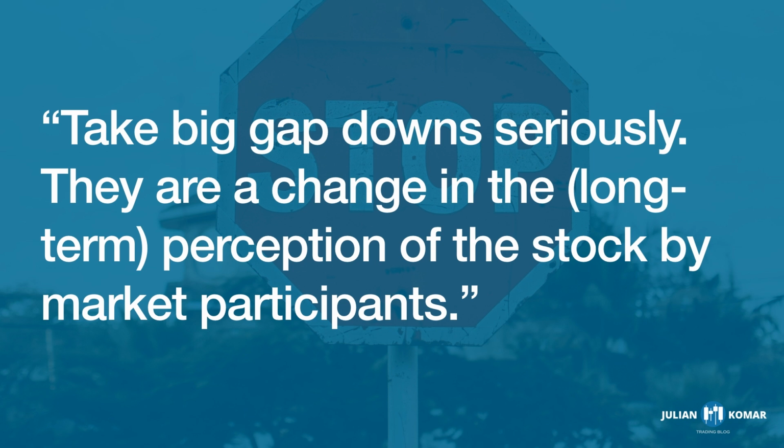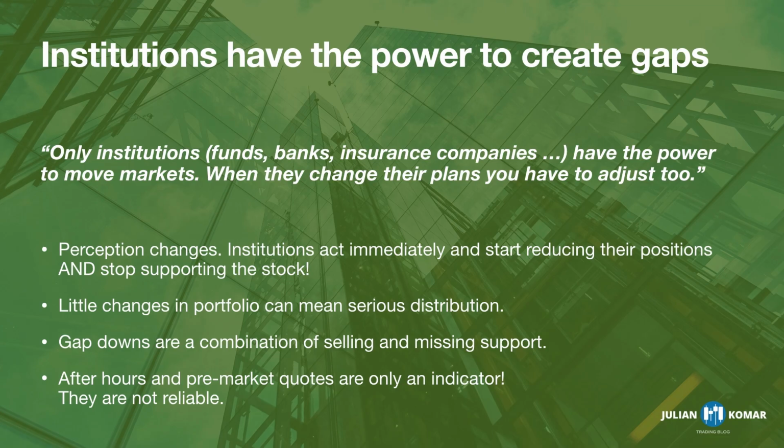So the institutions who are looking at the stock are looking now with a different expectation and a different view on the stock. And when we speak about institutions, we must always have in mind that institutions are the only market participants which have the power to create those big gap downs. Institutions are typically mutual funds, banks, insurance companies, but also hedge funds and pension funds, of course. They are the force behind every move in the markets. They control billions and trillions of US dollars, and with their buying and selling, they influence the market over time.